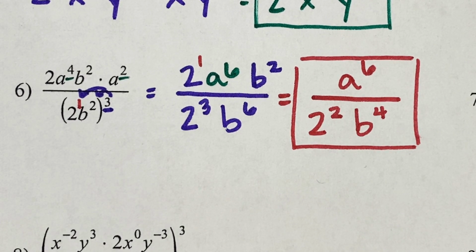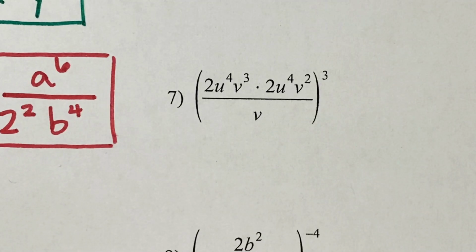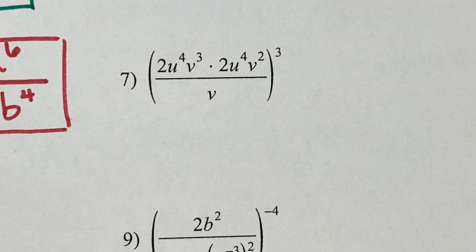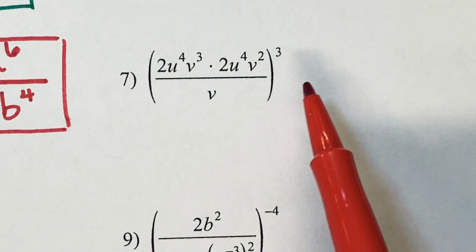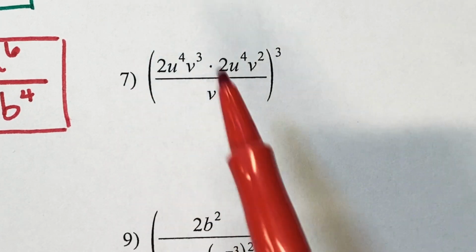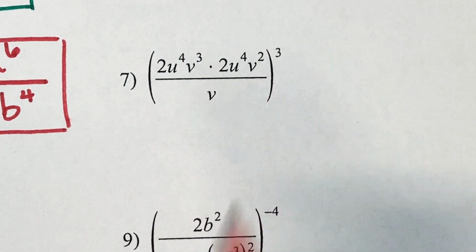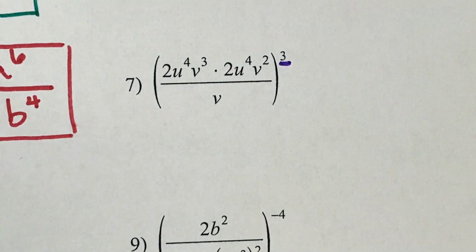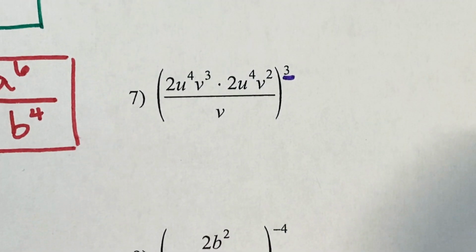Okay. Let's do number 7. This looks big and scary, but it's really not. Okay? So we see that this 3, this whole power, it's all in our parentheses. So this whole thing is to the power of 3, right? So this is a power to a power rule. We're just going to have to multiply it a lot of times, right?